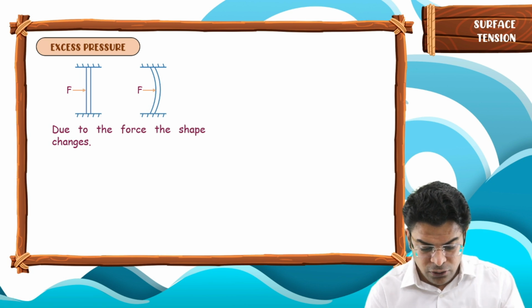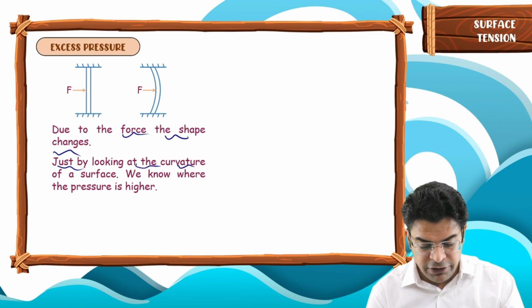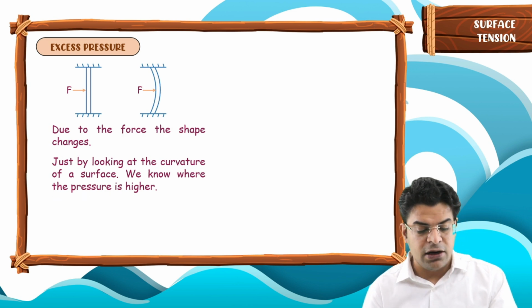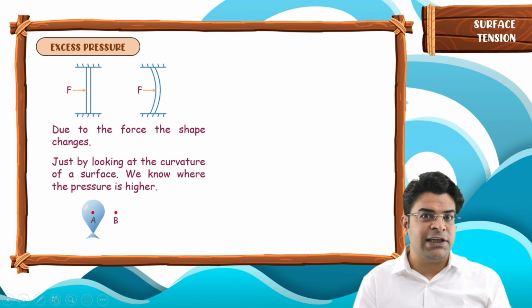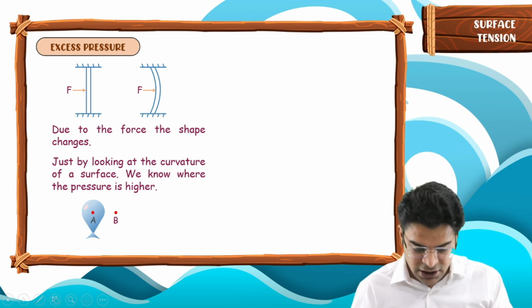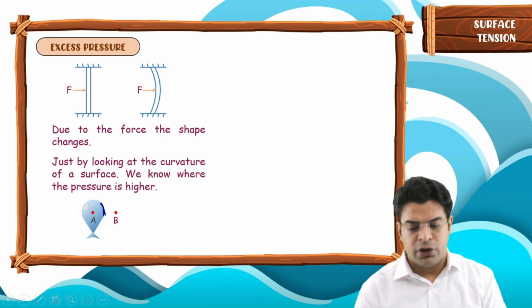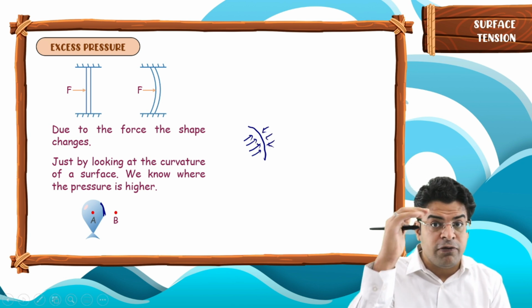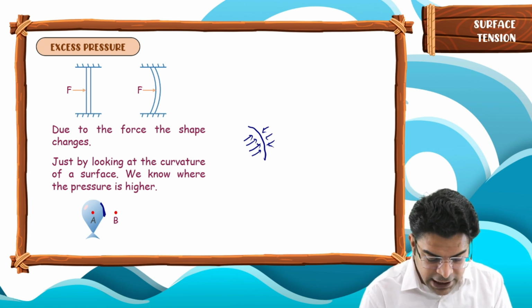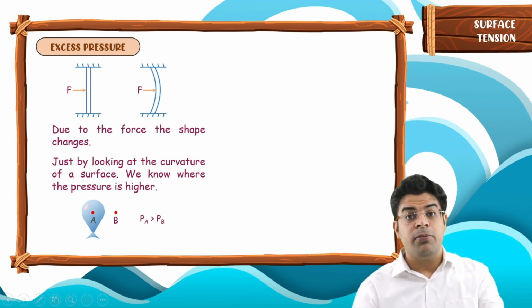So due to the force, the shape of this flexible rod will change. Just by looking at the curvature of the surface, we know where the pressure is higher. How? Visualize a balloon. Somebody asks you where the pressure of gas is higher, inside the balloon or outside it. So you will say, if I look at one small part on the surface of balloon, the curvature tells me that the force from the inside has to be more than the force from the outside. That's why it took this type of curvature. So just by looking at the shape at a place on the surface, we can say that the pressure at A has to be more than the pressure at B.